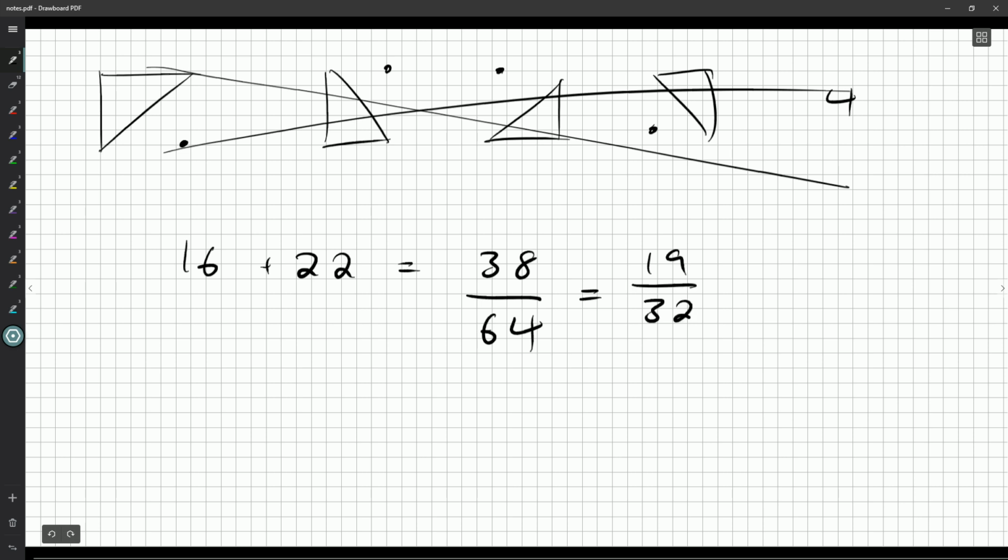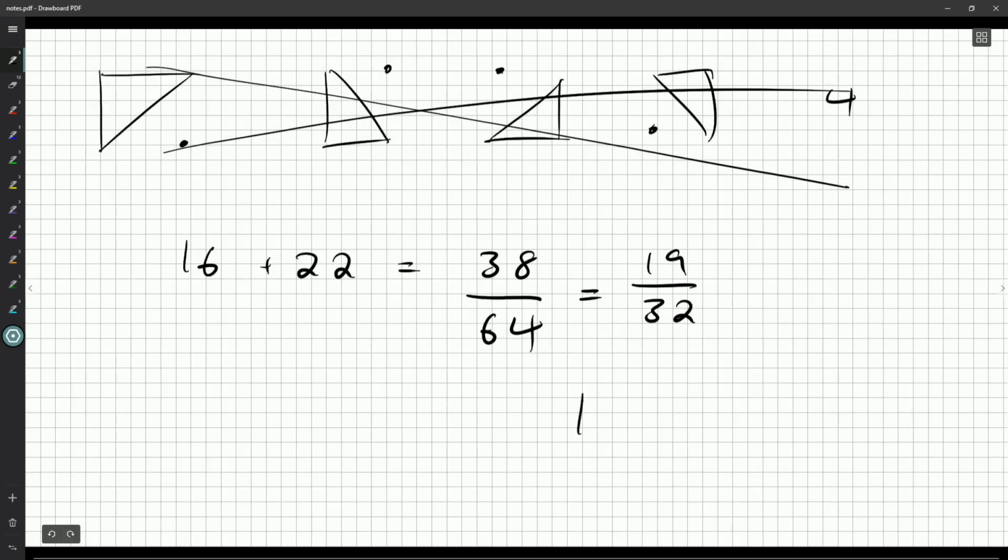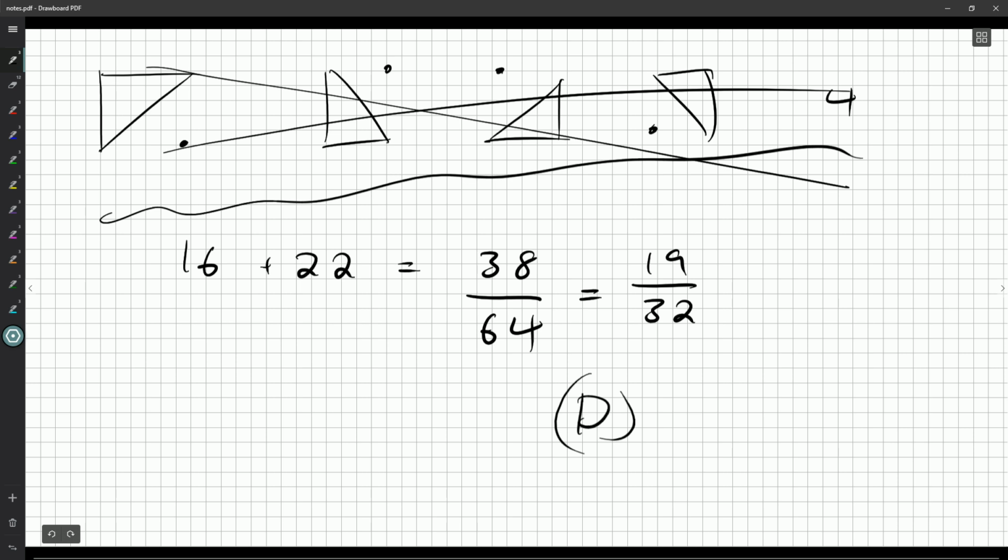That goes down to 19 out of 32. Can't be reduced any further. Do we see anything that looks like 19 over 32? D. Okay. So a couple takeaways from this one. The visualization is very useful. So making that connection early on is very good.